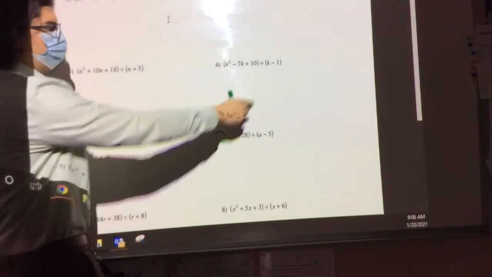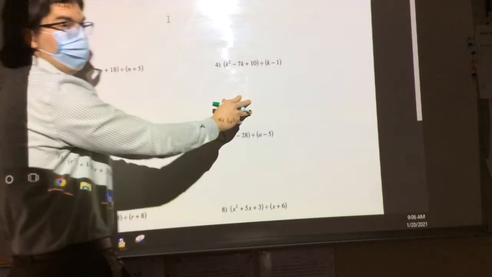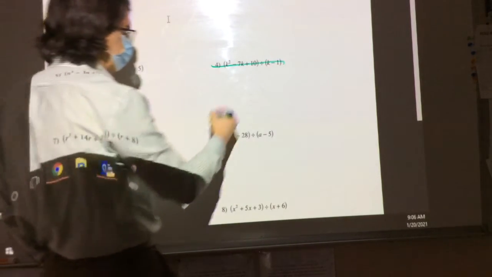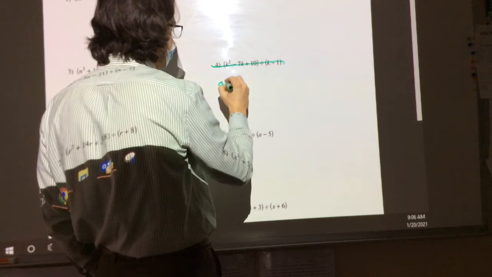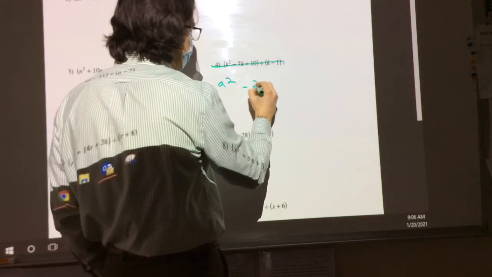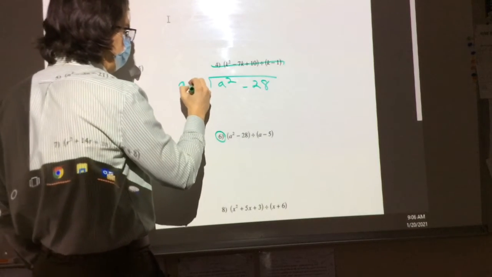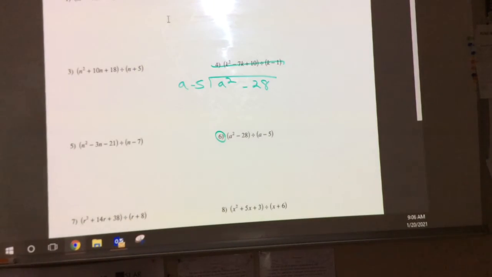I'm doing number 6, but I'm going to write it in this section since it's a little bit bigger, okay? So don't think that I'm doing number 4. I'm doing 6. I'm just writing it up here. So we're going to have a squared minus 28 divided by a minus 5.